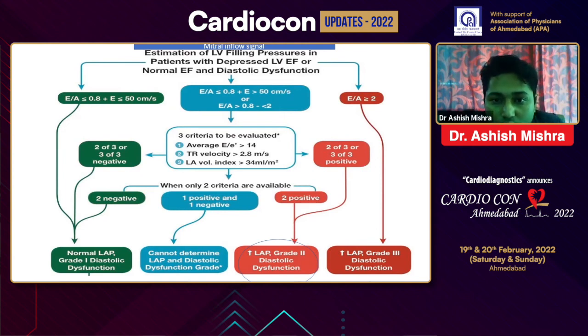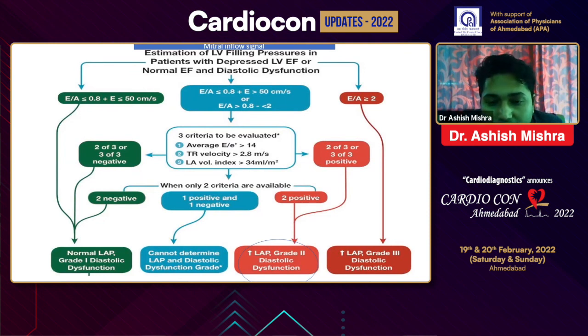Taking help of the American Society of Echocardiography algorithm, in our case the patient has all three variables altered: E by E dash ratio more than 10, TR velocity more than 2.8, and LA index more than 30 ml per meter square. All three criteria are fulfilled, so based on this algorithm, the patient has grade 2 diastolic dysfunction with increased LA pressure.